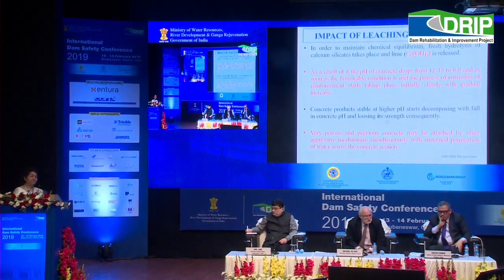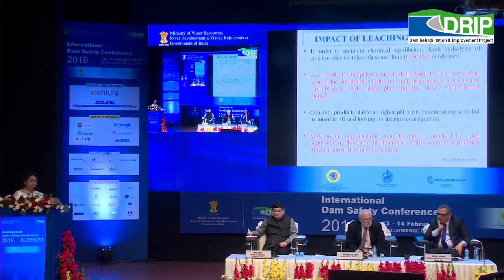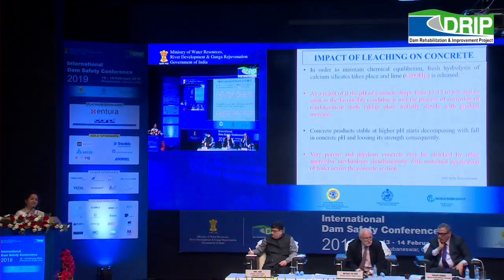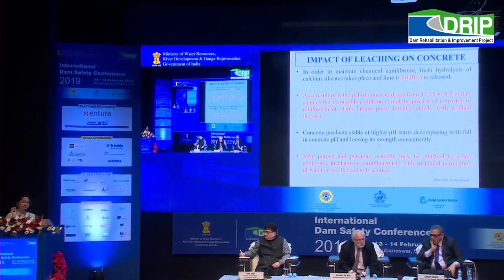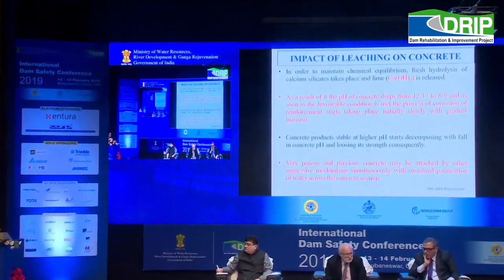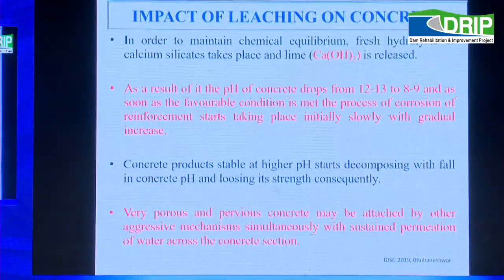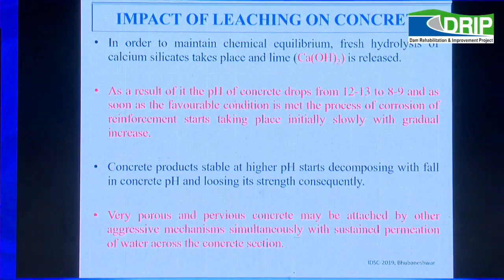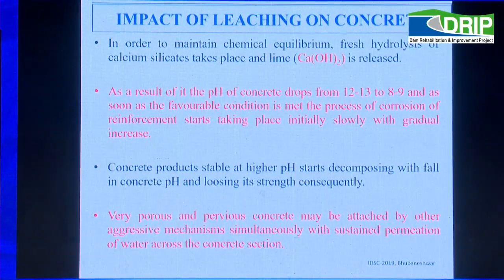And one more thing, in reinforced concrete, a thin brown layer on the reinforcement, which we call the passive layer, is stable at high pH only. When pH comes down, that passive layer also breaks. And if favorable conditions are met, corrosion of reinforcement can also happen in these conditions.